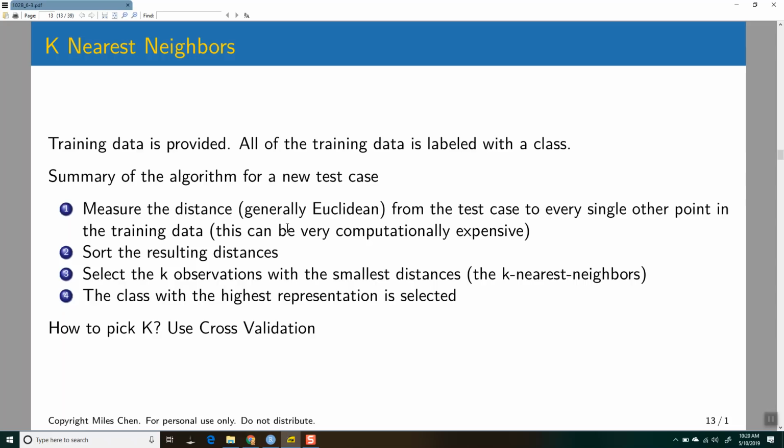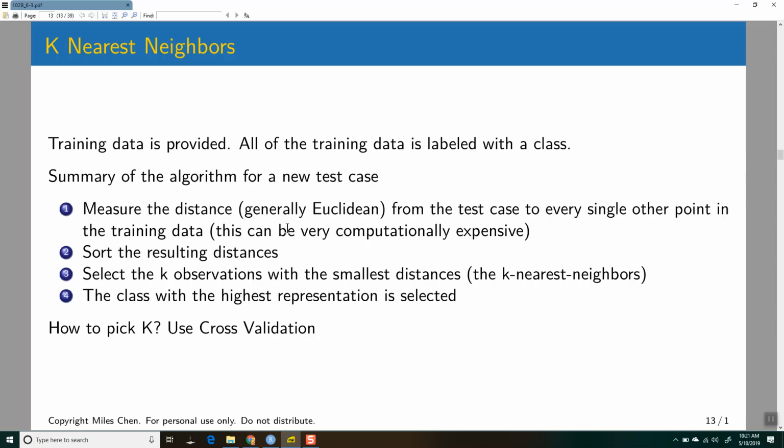But as far as it being in a matrix, there's no quick and easy way to know which points are the closest without going through the step of actually measuring the distance to every single other point, okay? So you've got to measure the distance to every single other point. Then the second step is you sort them from least to greatest, and then you select basically the K observations with the smallest distances, okay?